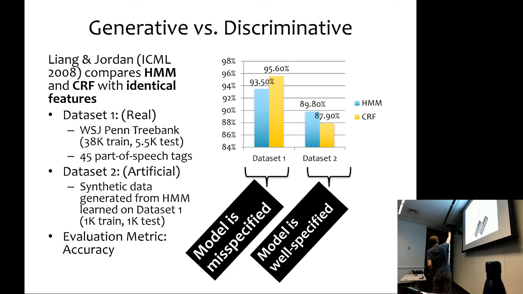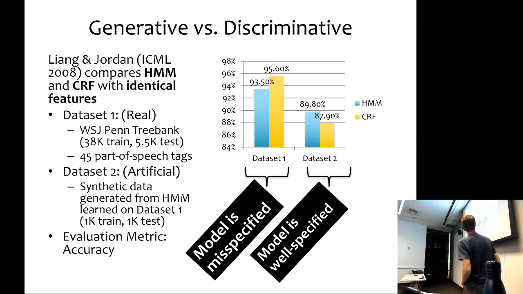One was a data set from real data, and the other was a data set where they had synthetic data generated from the HMM. What they found was that when they were working with real data, the model was actually misspecified. It wasn't the true place that the data had come from. Okay? If it's a real data set, it was generated by humans. This was actually Wall Street Journal data. But when the model was well specified, so when they worked with synthetic data, the performance of the two models flipped. So when it's misspecified, the CRF does better, and when it's well specified, the generative or HMM model does better.